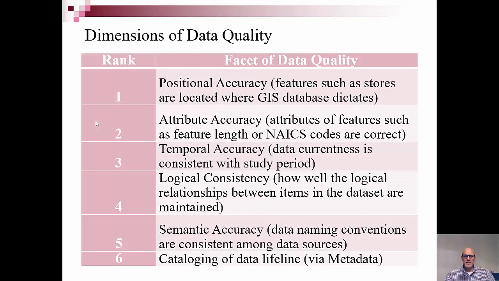And then the dimensions of data quality: positional accuracy, making sure the actual store was where it was located, was most important. Attribute accuracy was second most. And we just basically averaged the scores that everyone gave us and then ranked them from 1 through 6.